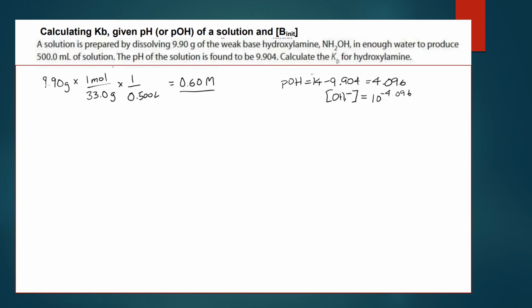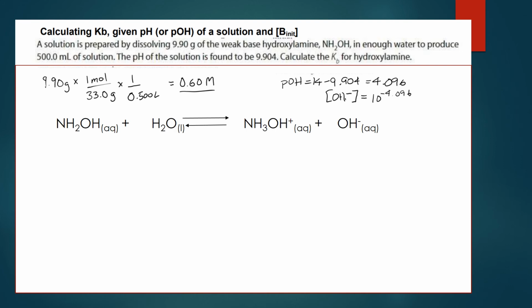Next thing that I'm going to do is calculate a concentration of hydroxide. So I'm going to have to anti-log this. I take 10 to the negative 4.096, and I'm going to get my concentration of hydroxide, and that is what I'm going to put into my ICE table. So that's the next step.